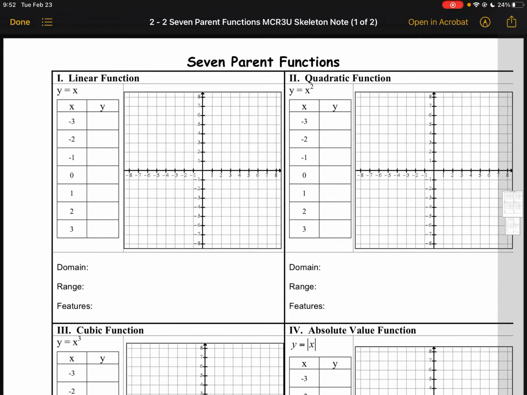In this unit, we're going to talk about translations of functions, and the functions that we're going to focus on are these 7 here. So the first one is a linear function. In order to graph that, we can complete the table of values just for y equals x, the basic linear function or parent linear function.